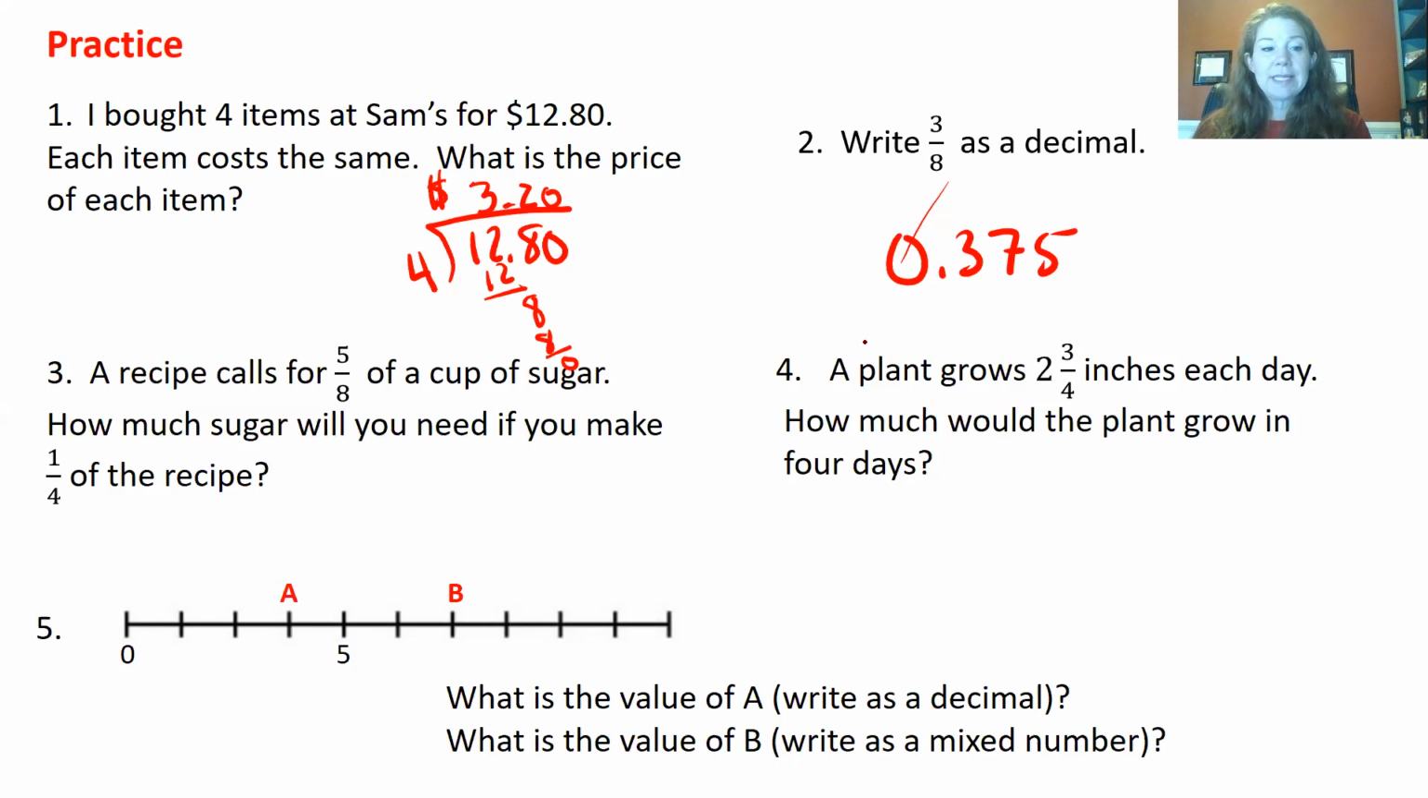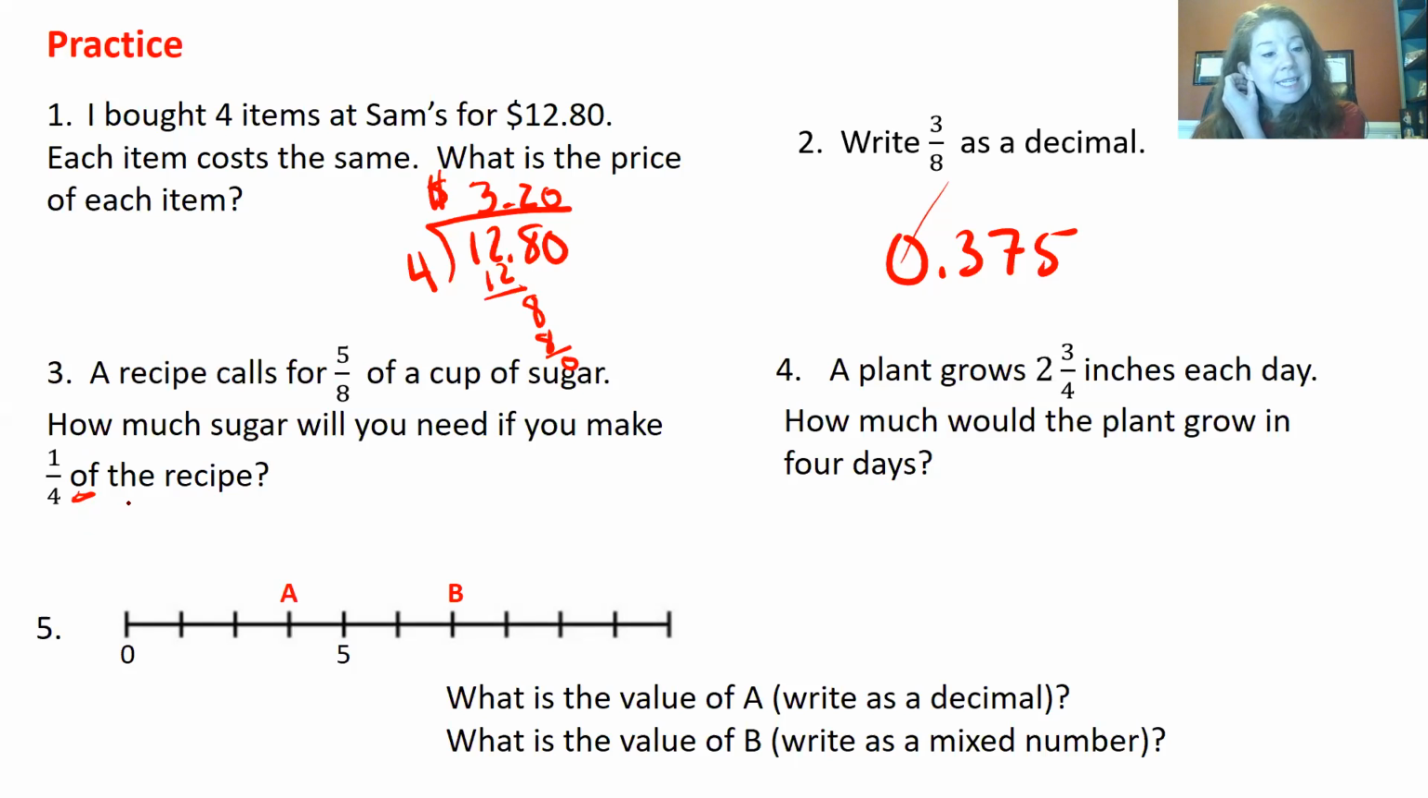All right, number 3, a recipe calls for 5/8 of a cup of sugar. How much sugar will we need if we make 1/4 of the recipe? So it says 1/4 of the recipe. So remember me telling you, if you see "of" in a math problem, almost always that means you're going to multiply. So a lot of people would think, oh, we need to divide this by 1/4, but that's not right.